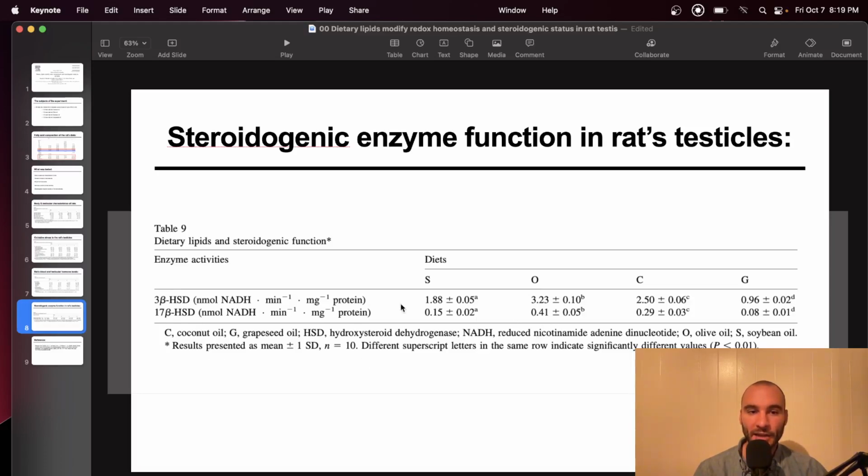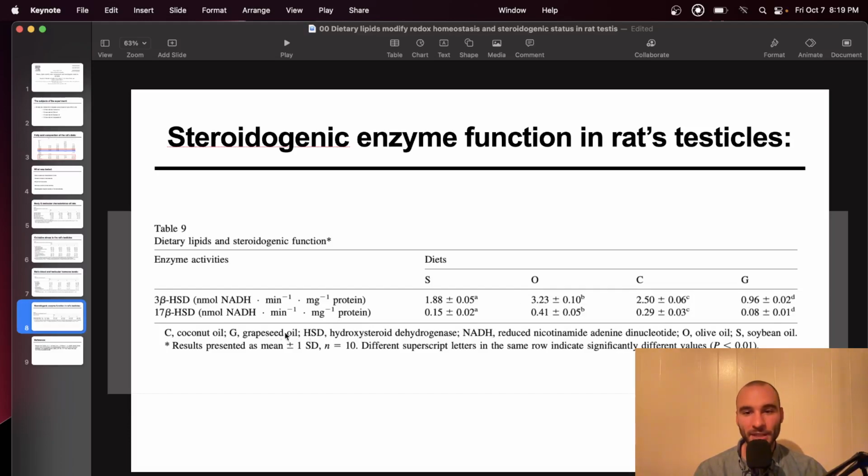Now, the 3-beta hydroxysteroid dehydrogenase, so this enzyme here, had a much higher function in the olive oil and the coconut oil groups, almost 3 times as much function compared to the grapeseed oil group, and almost twice to 1 times as much function in the olive oil and coconut oil group respectively compared to the soybean oil group. So even the steroidogenic enzyme function is better inside the olive oil and coconut oil fed rats' testicles compared to the soybean oil and grapeseed oil fed rats.